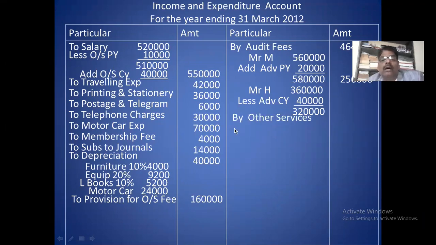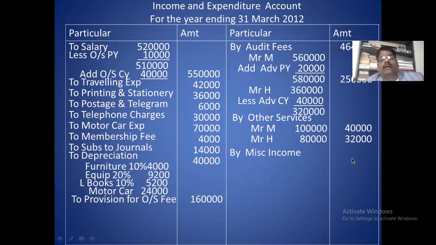In the same way, other fees. Other fee is 1 lakh. And 60% goes to balance sheet. 40% you take. 1 lakh into 40%, 40,000. Then H 80,000 is there. 80,000 into 40%, 32,000. H share. Okay. These are the fees. 80% audit fee, other fee 40%, after making advance adjustment.